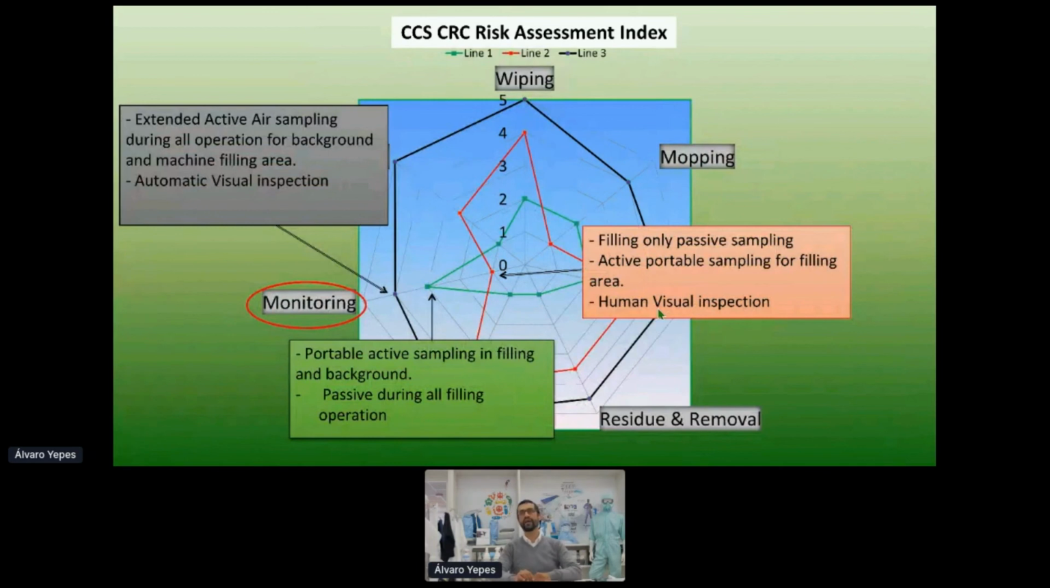Same with how effectively we can measure EM data from a microbial point of view, but also from inspection of particles, so our background particle inspection and also visual inspection of our finished product. It's not the same to have a human visual inspection of the product, especially if it's difficult to inspect like an emulsion, than to have a fully automated visual inspection.